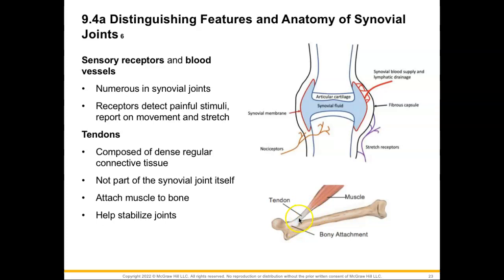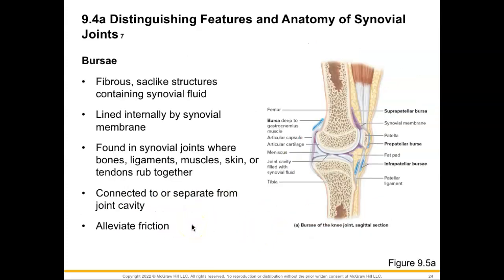Sometimes around a joint we'll also have tendons. These are composed of dense regular connective tissue as well, but it's not a part of our synovial joint. Instead, we'll see that it's connected to a muscle, to a bone, whereas a ligament is bone to bone. And these tendons can help stabilize joints. We'll see a lot of muscles crossing joints in order to perform movements. So in doing that, we're also stabilizing the joint.